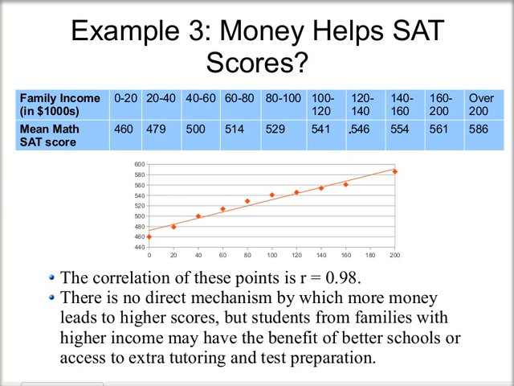So if suddenly a student's family won the lottery, would you expect that their SAT score would be higher? No, that doesn't really make sense. But we can think about other reasons why we see this trend. Families with higher incomes may have the benefit of better schools that their children attend, and they also have access to extra tutoring and test preparation that they can pay for. So having those things is probably a better reason why their mean math score is higher than just the money by itself.